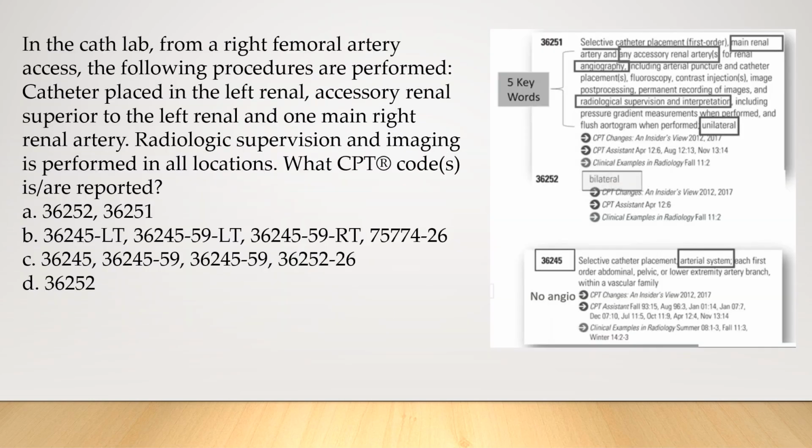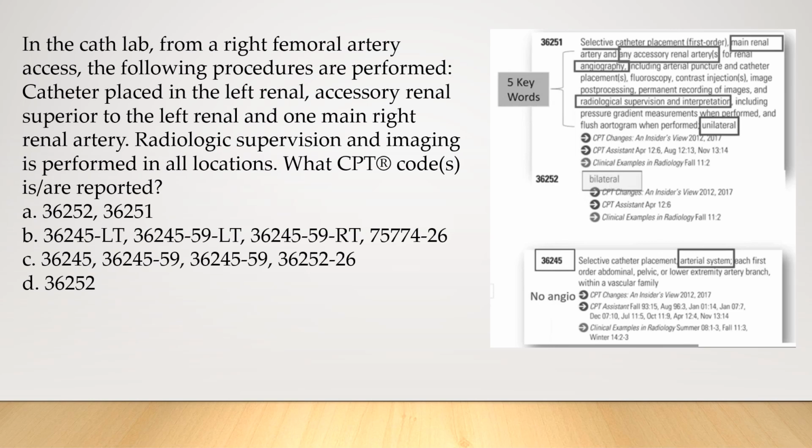In the cath lab, from the right femoral artery access, the following procedures are performed. Catheter placed in the left renal, accessory renal and superior to the left renal and one main right renal artery. Radiological supervision and imaging is performed in all locations. What CPT codes are reported? Now here you have the code.